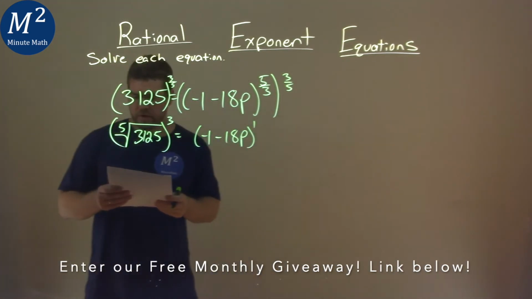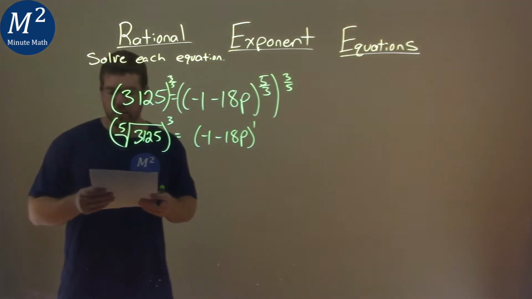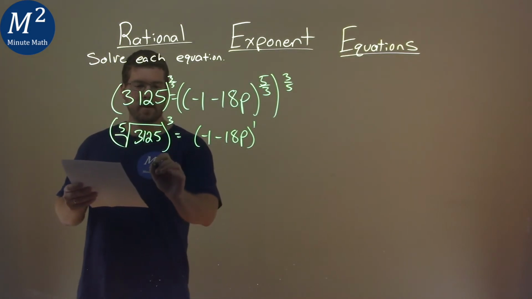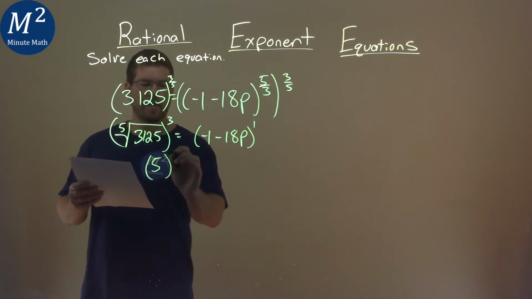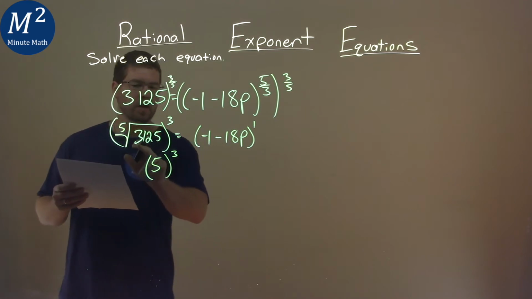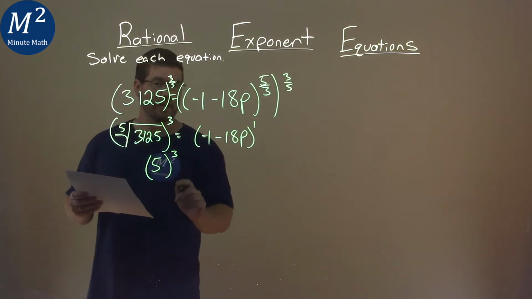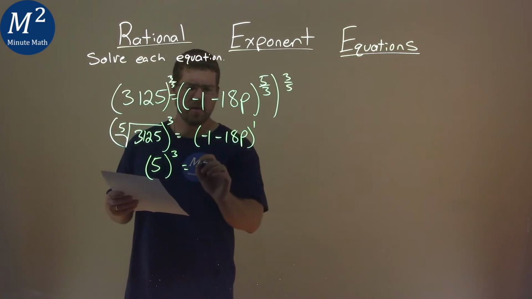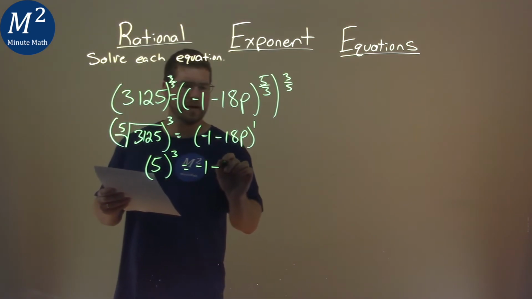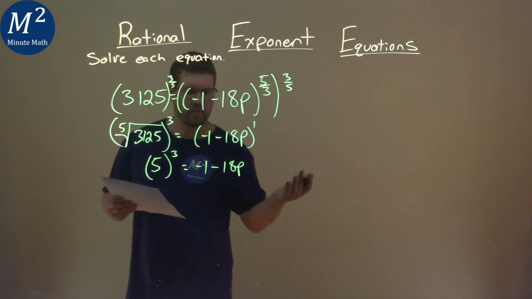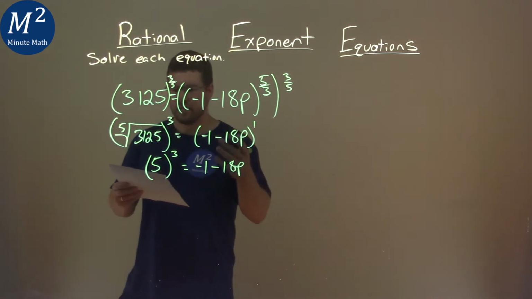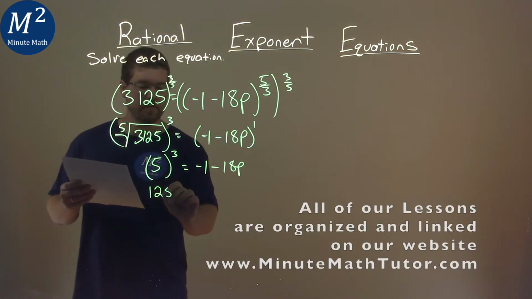So now let's go simplify the left-hand side. The 5th root of 3,125 is a 5. We raise that to the 3rd power, right? So the 5th root of 3,125 comes out to just be 5. Raise that just to the 3rd power, bring that down. The right-hand side is just negative 1 minus 18p. Don't need the first power anymore. 5 to the 3rd power is 125.